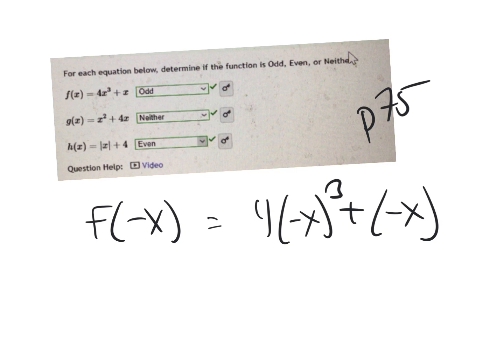Well, I'm going to raise a negative number to the third power. That's going to become negative 4 times x to the third, and then of course that just becomes minus x. So what happened here is all the signs changed in that function. So that's why it's an odd power, because all the signs changed.